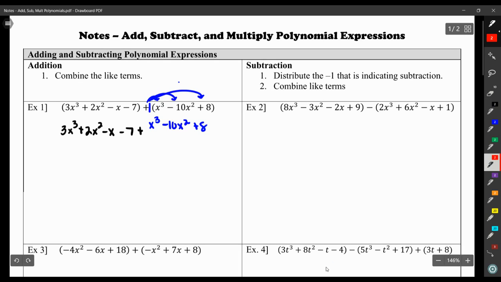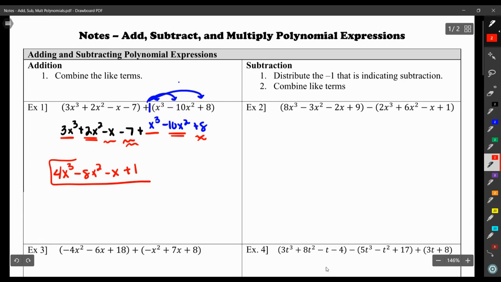So now we can go ahead and combine like terms together. So 3x to the third plus an x to the third make a total of 4x to the third. 2x squared plus a negative 10x squared makes negative 8x squared. 1x, and then there is no x on the right-hand side, so we don't have a like term to combine that with. And then negative 7 and plus 8 can be combined up to be a positive 1.